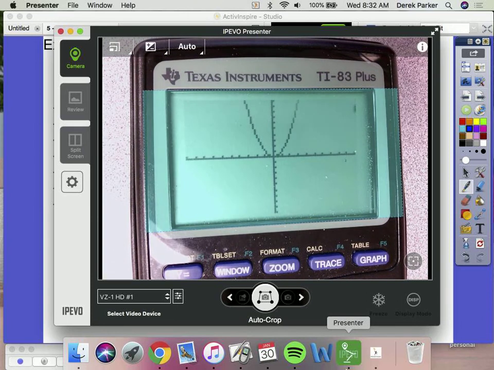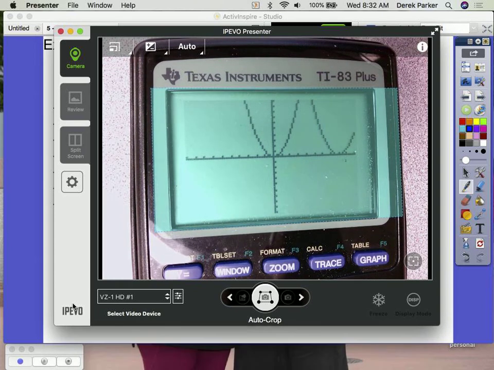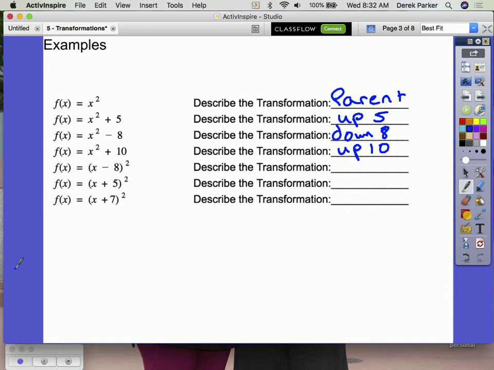Okay, there's our parent function. We subtract 8. When you do that, it slides to the right 8 times. So this would go right 8. X plus 5 would be left 5. And then left 7. Again, this is for translation.